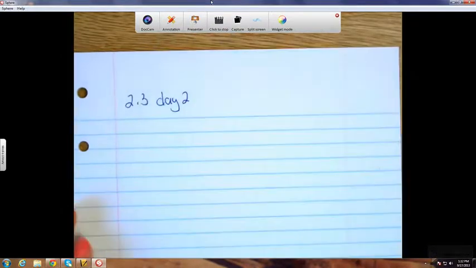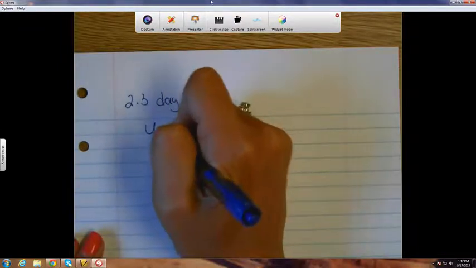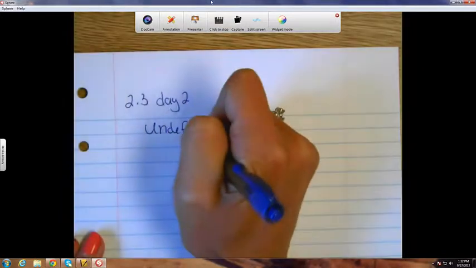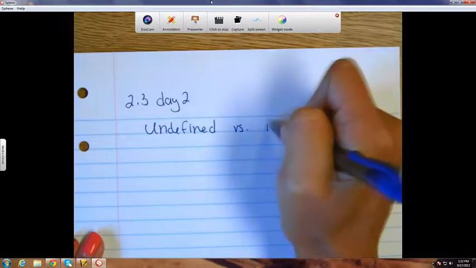Before we get started with this section, we're going to talk about the difference between undefined and indeterminate. Probably something you should know before you head off to college. So we've got undefined versus indeterminate.